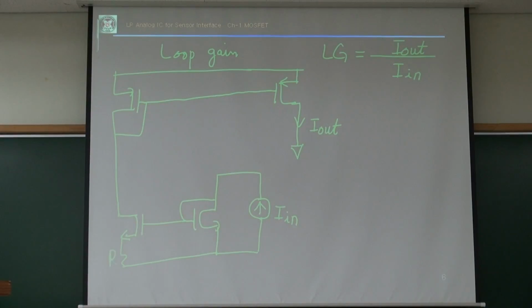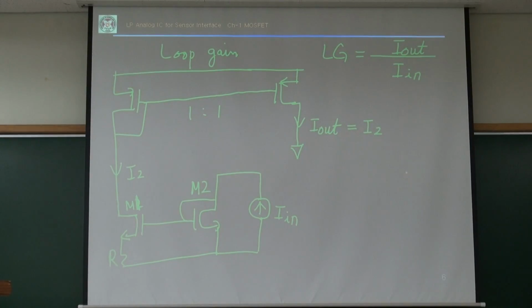This is I2. Because this is 1-to-1, my I out should be just I2. Then what's I2? You can find the small signal equivalent circuit. I said this is M1, this is M2. To find I2 from I in, I will use the small signal equivalent circuit.